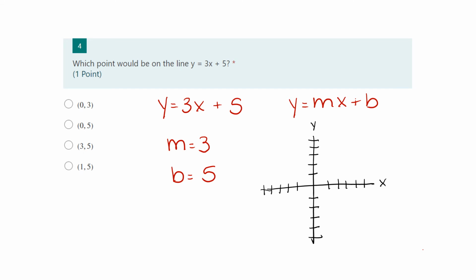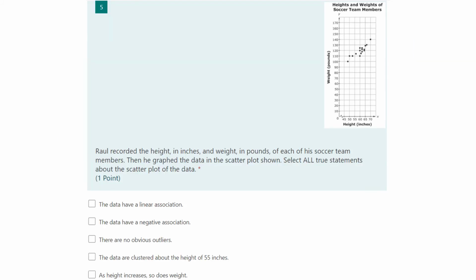And so this line would start at 5 with our initial value. And then it would go up 3 and over 1, following our pattern to make our line across the graph. So 5, which is our y-intercept, is the point on the graph. (0, 5) is our y-intercept.